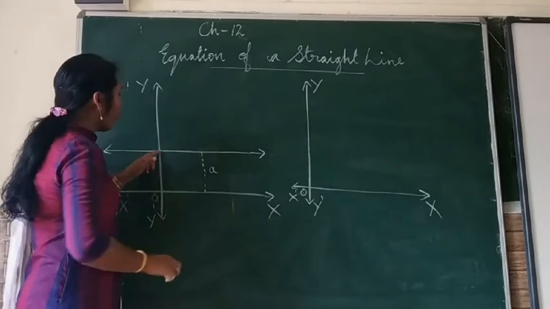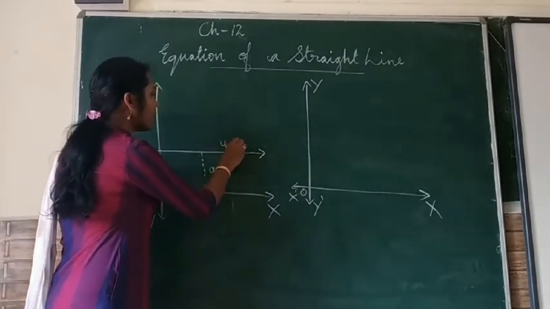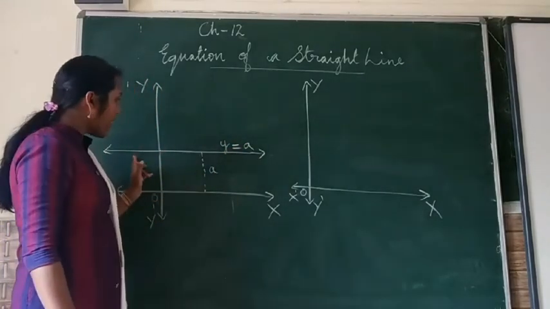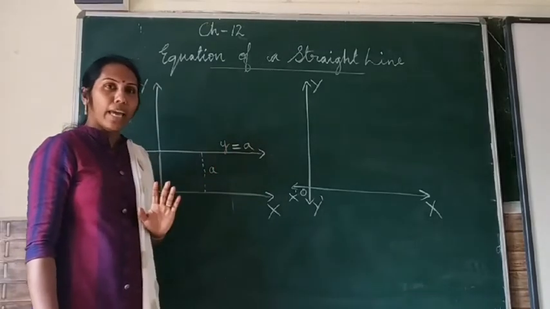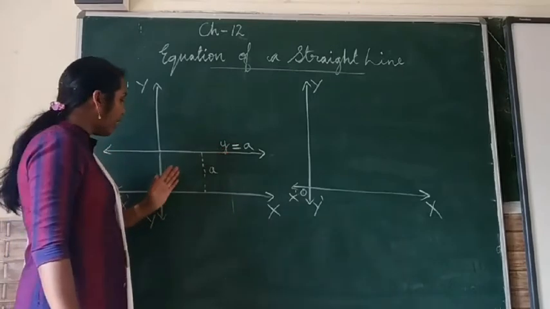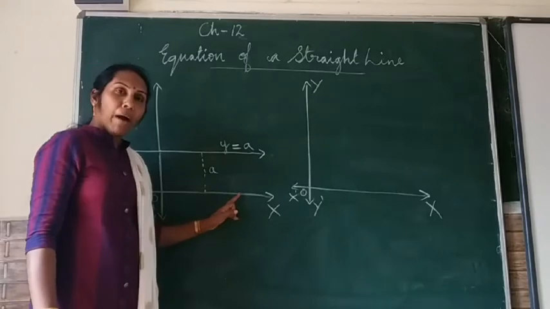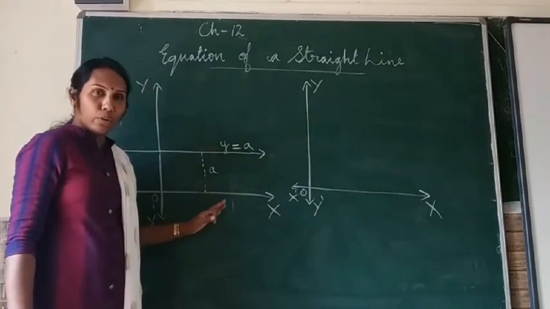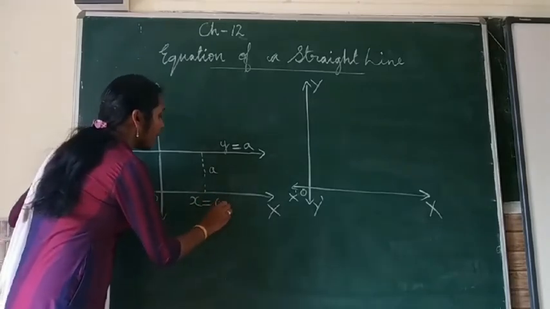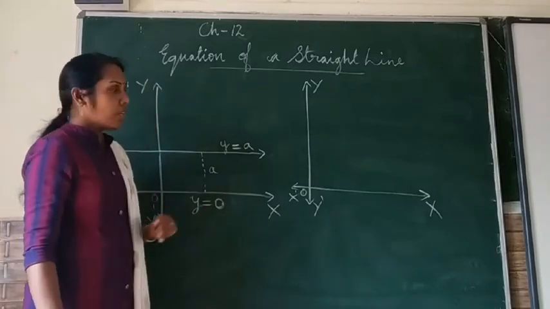So the equation of a line parallel to x-axis is y is equal to a. So from this we can also obtain the equation of x-axis. X-axis is parallel to itself at a distance 0 units. That means x-axis is formed as y is equal to 0. The equation of x-axis is y is equal to 0.